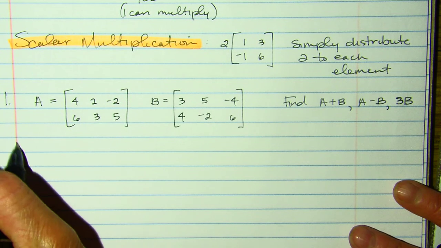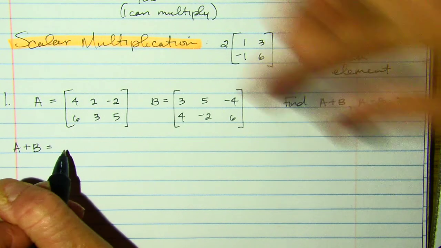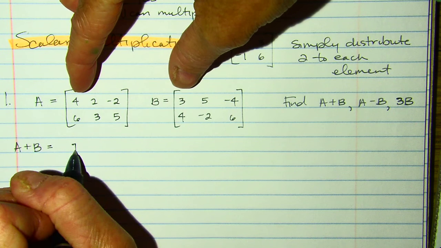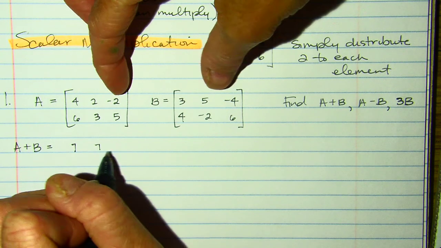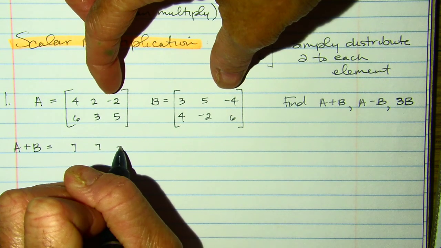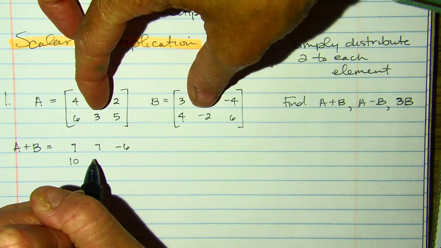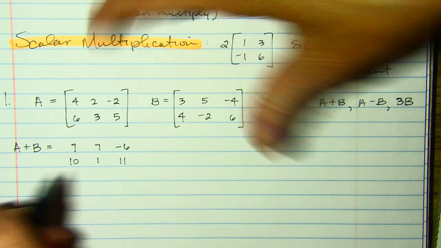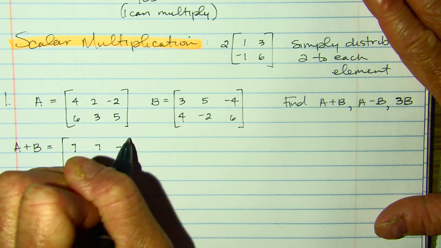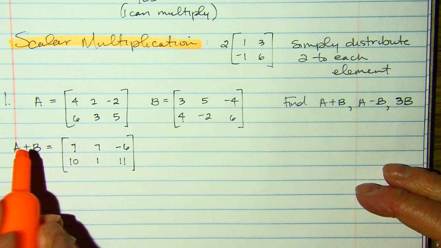So I would start with A plus B. I would simply add my elements. So 4 plus 3 is 7. 2 plus 5 is 7. -2 plus -4 is -6. 6 plus 4 is 10. 3 plus the -2 is 1. 5 plus 6 is 11. Okay, so that is the answer there.